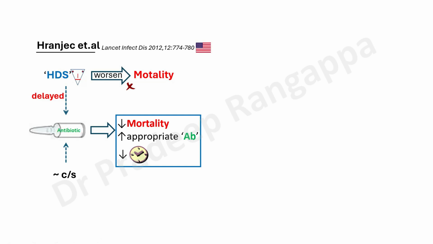What the study basically showed is if a patient is hemodynamically stable, you could wait. You don't need to jump and start antibiotics. You can wait for the cultures and be guided by the cultures to start appropriate antibiotics. This helped in reducing mortality as opposed to the group where they just started antibiotics without waiting for the cultures. And this applies to the patients who are hemodynamically stable.